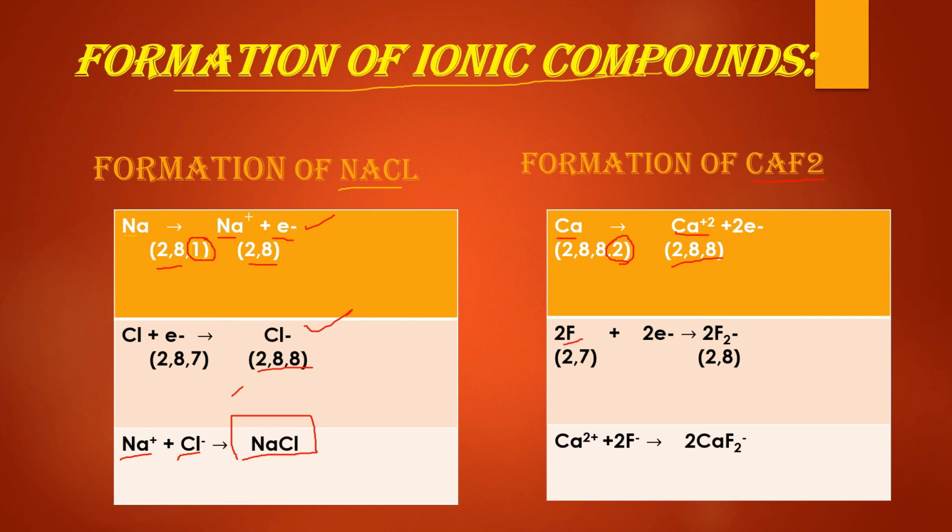Similarly, fluorine has the configuration 2, 7, and it needs 1 electron to complete its octet. So fluorine accepts 1 electron to convert into F-. Now because calcium loses 2 electrons, fluorine needs to accept 2 electrons, but one fluorine atom can accept only 1 electron. So we take 2 fluorine atoms and they take the 2 electrons donated by calcium and are converted into 2 F- ions. Now this Ca2+ ion and F- ions are held together by electrostatic forces and CaF2 is formed.